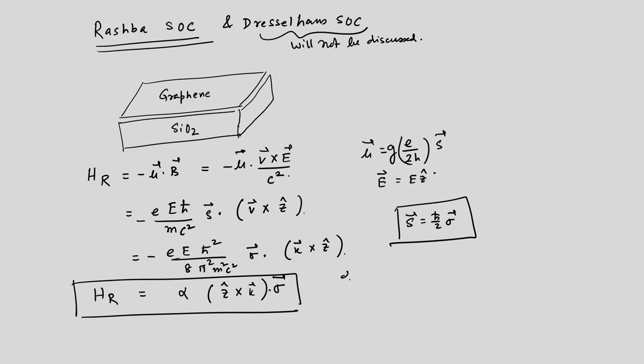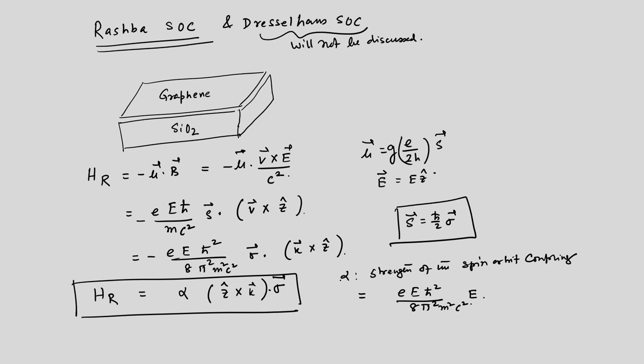So this alpha is the strength of the spin orbit coupling. This is equal to h cross square divided by 8 pi square m square c square into E. Now you see that it depends upon the electric field, which can be an external gate voltage applied in order to tune this value of alpha.